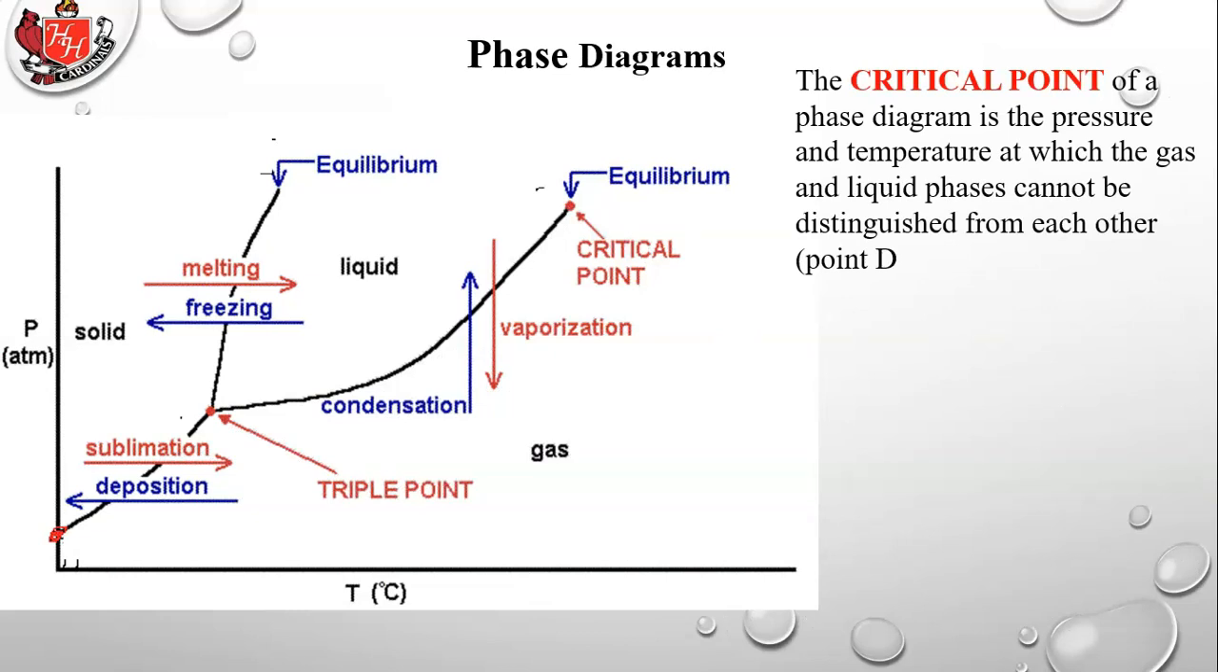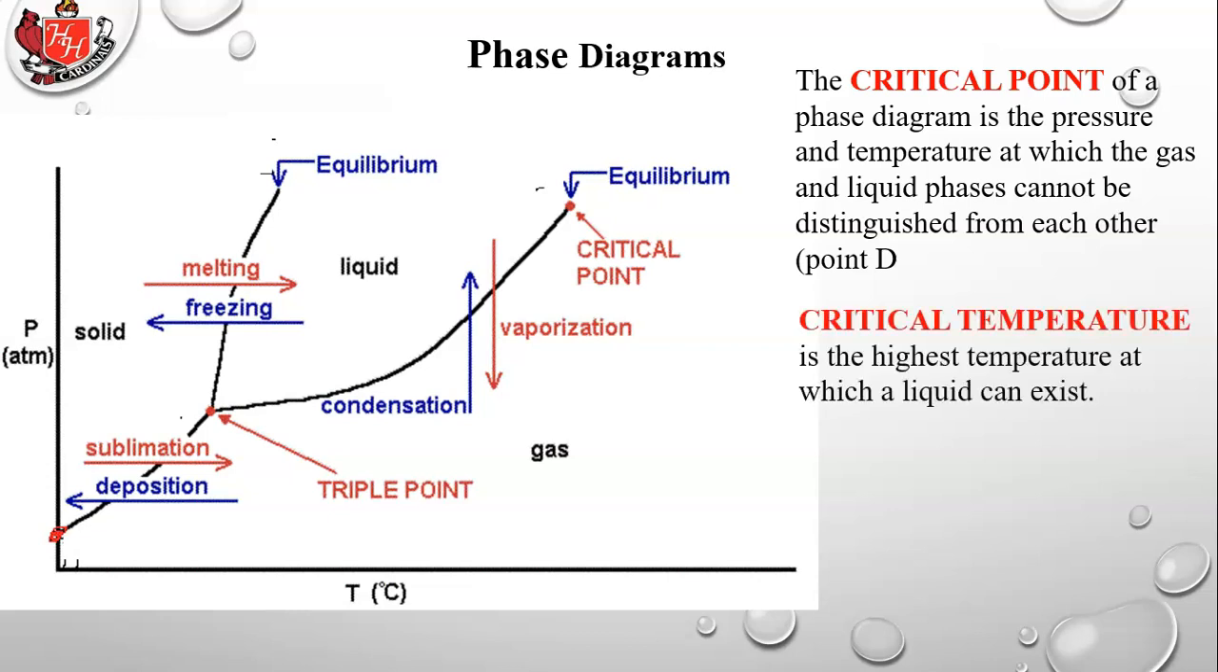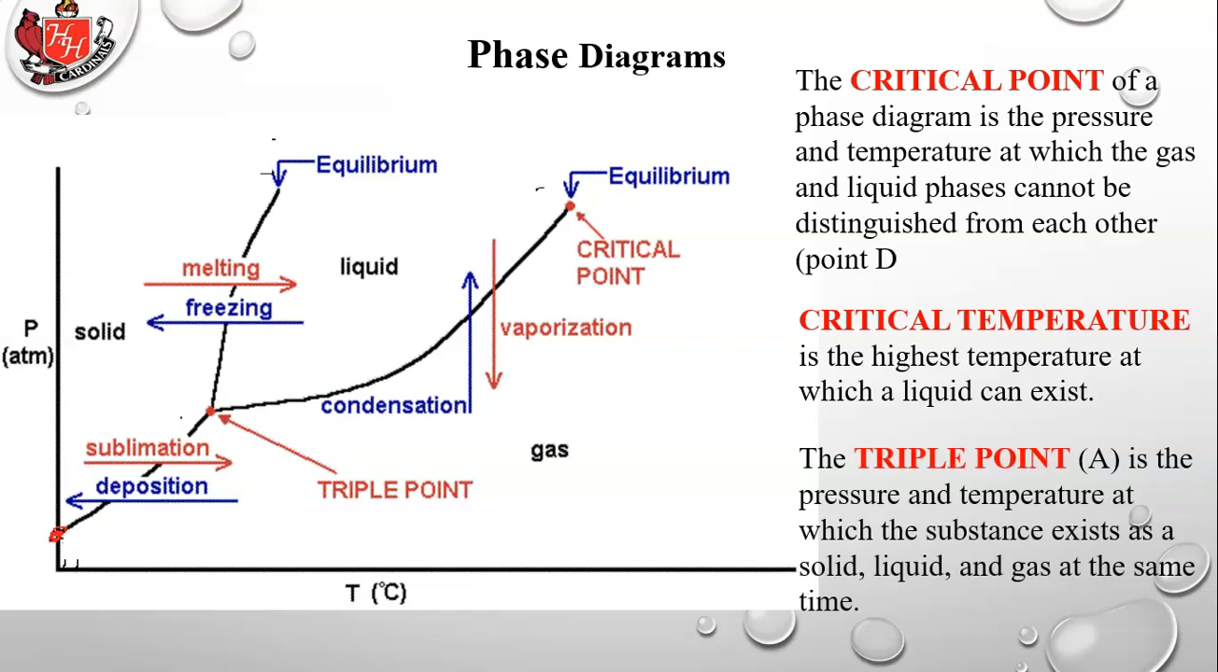The critical point of a phase diagram is the pressure and temperature at which the gas and liquid phases cannot be distinguished from each other. And it says point D, but it's actually where it says critical point. Critical temperature is the highest temperature at which a liquid can exist. The triple point A is the pressure and temperature at which the substance exists as a solid, liquid, and gas at the same time. So we've talked about that before.